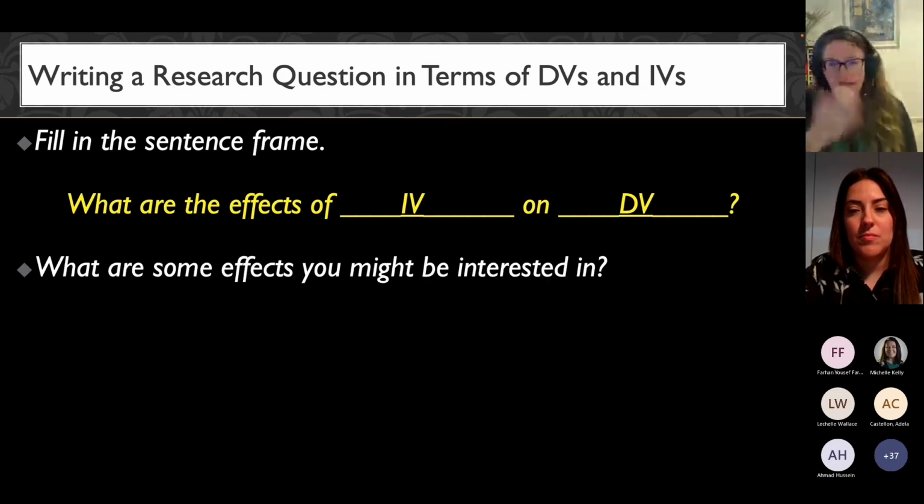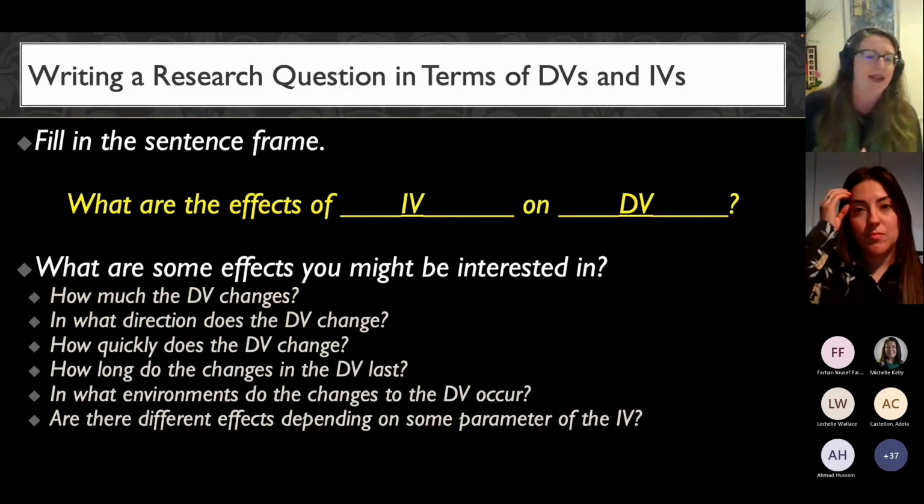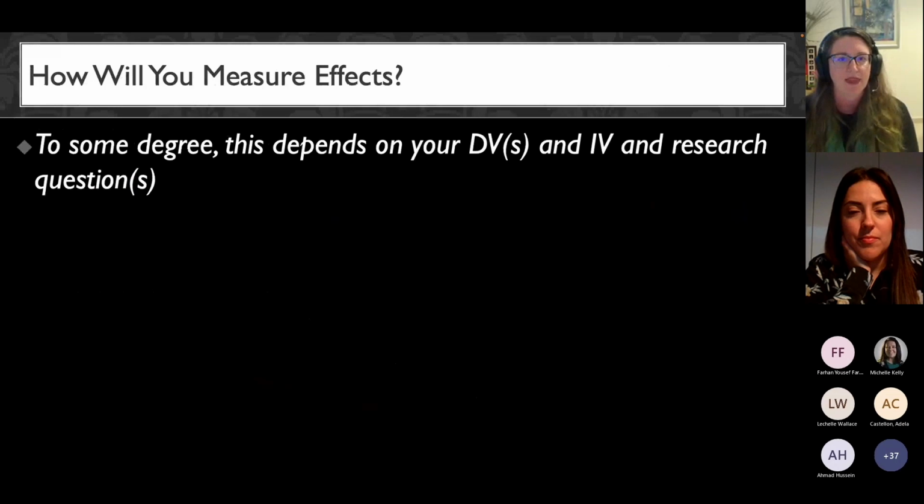And there are lots of different effects we might be interested in. That's definitely very simple, like what are the effects, but we might be interested in how much it changes, what direction does the DV change, how quickly does it change, how long do the changes last, in what environments do they occur, are there different effects depending on some parameters, so you can get more advanced, right? But it all comes back down to that very first sentence frame, and then we can build off of that. Now, how do you measure your effects? To some degree, this depends on what your IV and DV are.